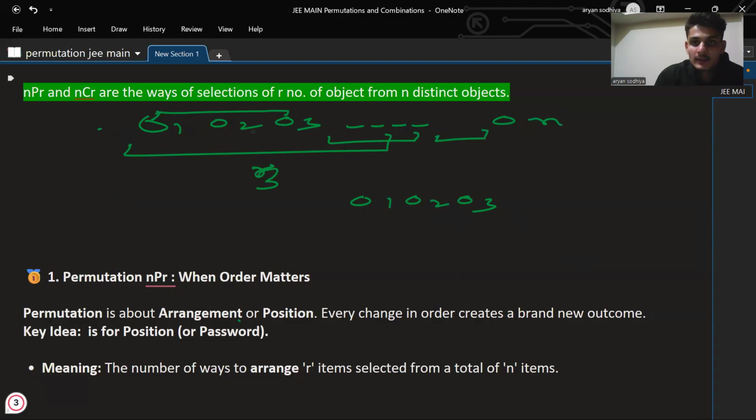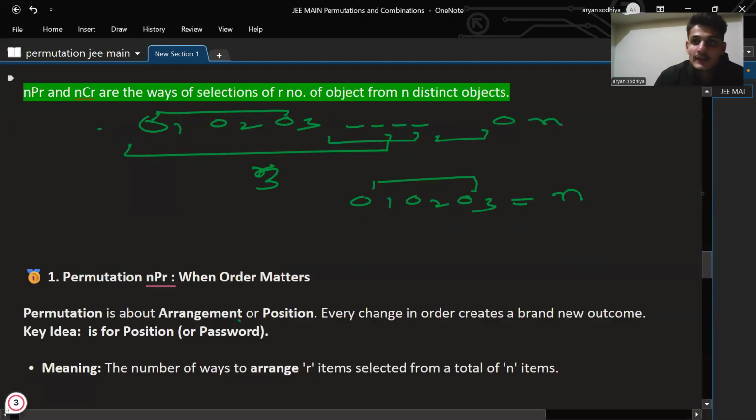So how many ways are there? That is represented by making a group of r objects out of n objects. In how many ways can I do this? This can be one way, this can be way two, this can be another way. There can be many ways. So how many ways are there? These ways are represented by nCr.